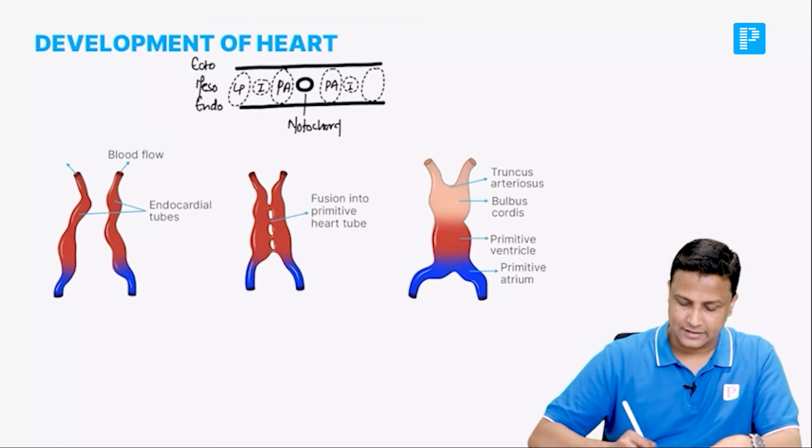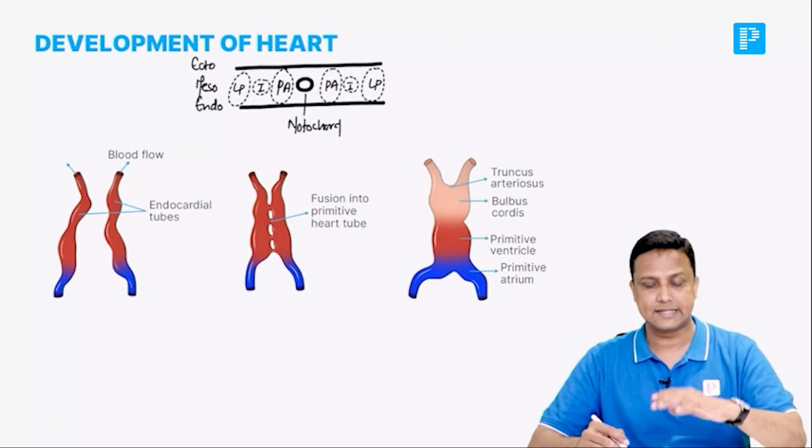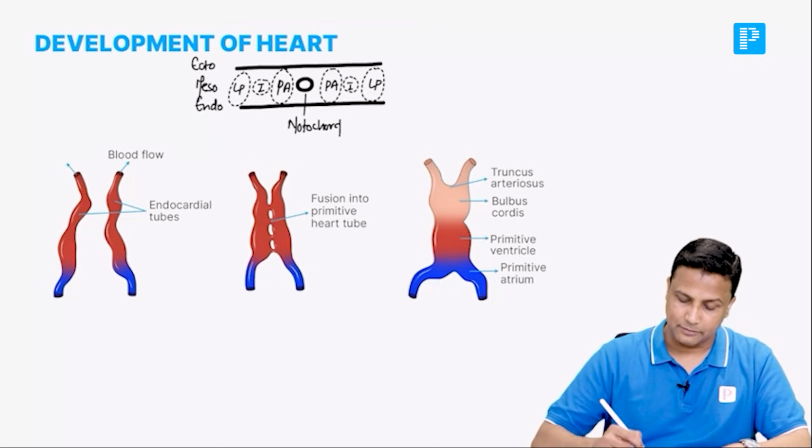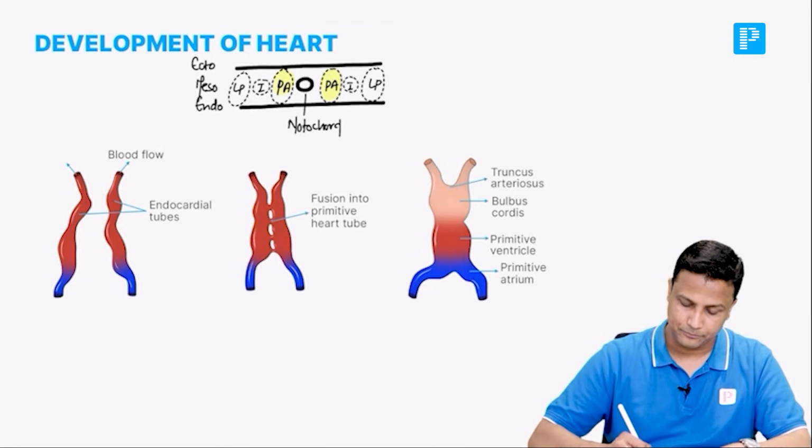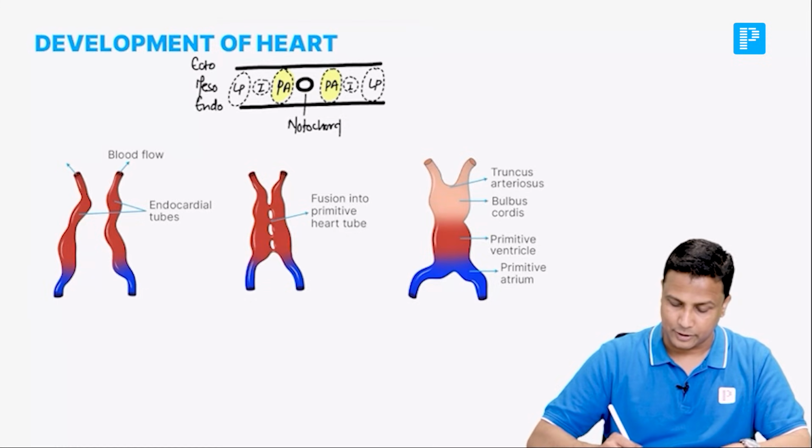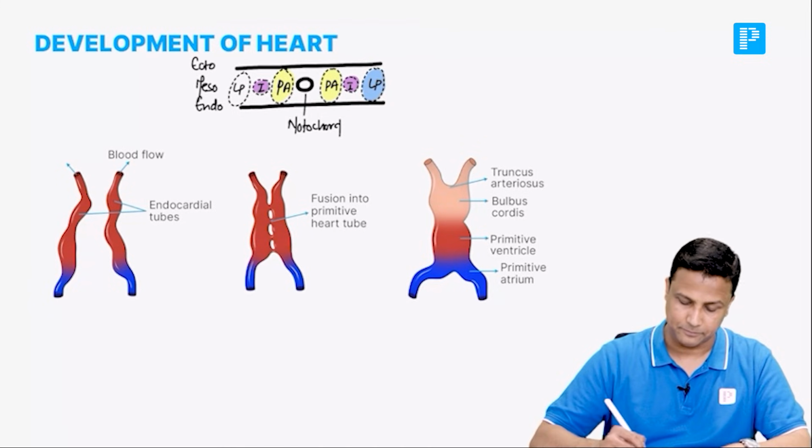So in short, the intra-embryonic mesoderm, the mesoderm present inside the embryo, is divided into 3 parts. Number one, just adjacent to the notochord, is the paraxial mesoderm. Just adjacent to that will be the intermediate mesoderm in the middle. And then you'll be able to appreciate the lateral plate mesoderm.